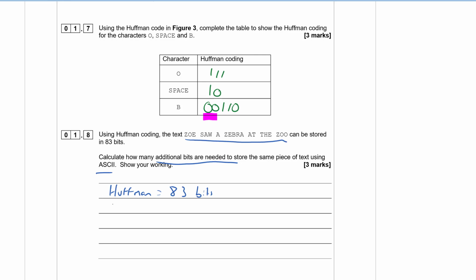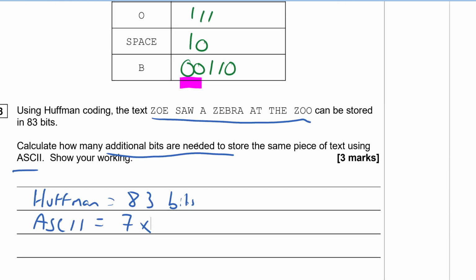ASCII is more straightforward because all you need to do is multiply how many characters you have in the text by 7. It's 7 because ASCII by default uses 7 bits per character. 8 bits per character is extended ASCII. Always use 7 unless you're told otherwise. So let me just awkwardly count how many characters there are. Can't forget the spaces, so be careful. So we've got 1, 2, 3, 4, 5, 6, 7, 8, 9, 10, 11, 12, 13, 14, 15, 16, 17, 18, 19, 20, 21, 22, 23, 24, 25, 26. 26 characters.